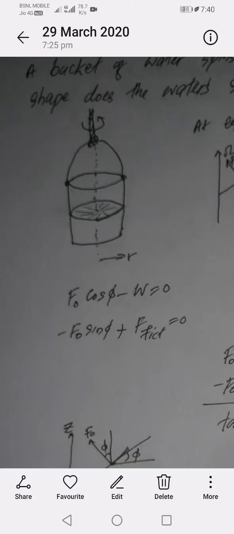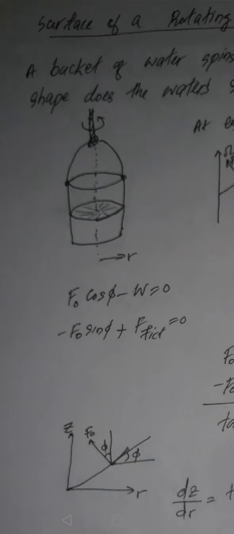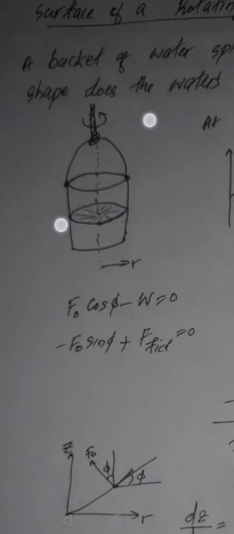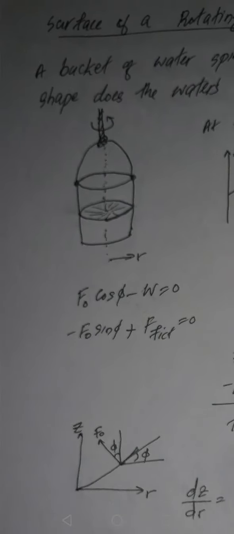This is the bucket with some water, which is tied on my wall, and it spins in the anti-clockwise direction, and the z direction is the direction of angular velocity. What I want to know is, when it spins, what should be the shape of the surface of water inside the bucket.